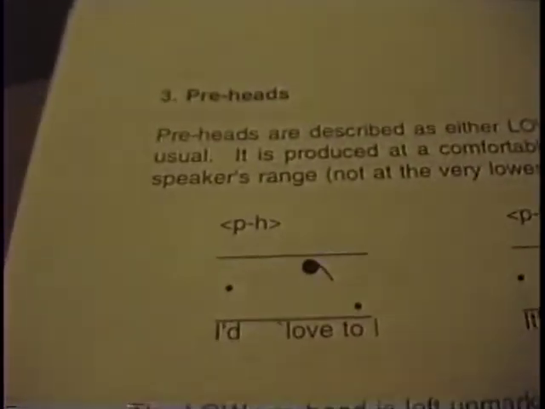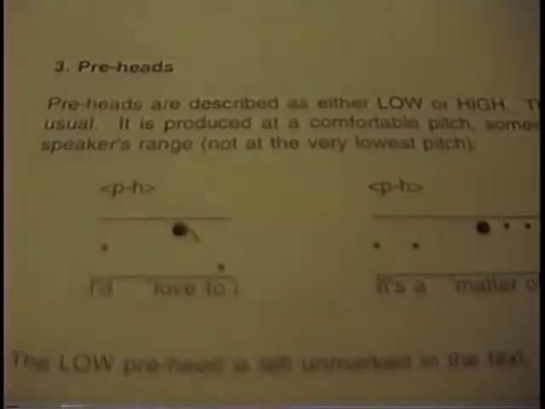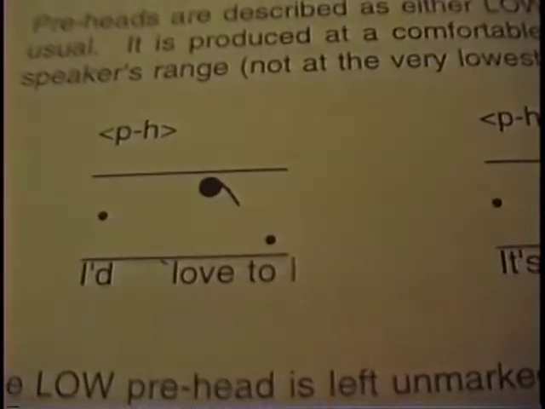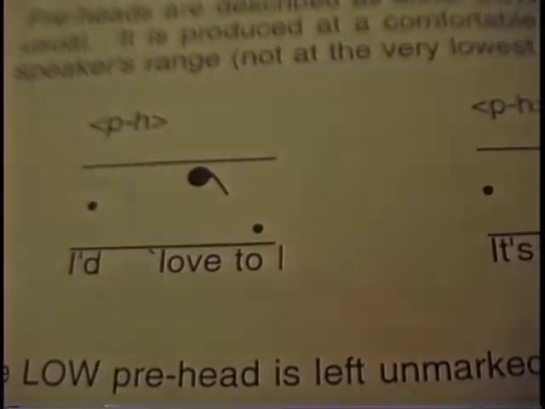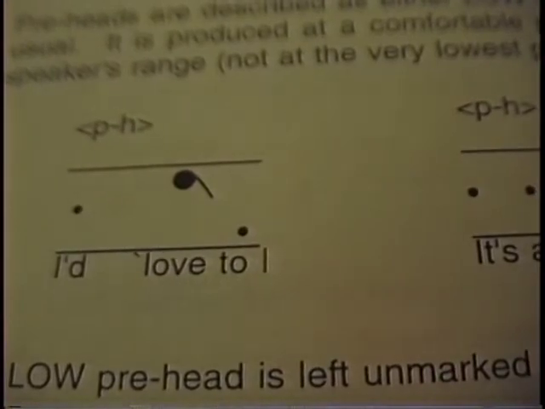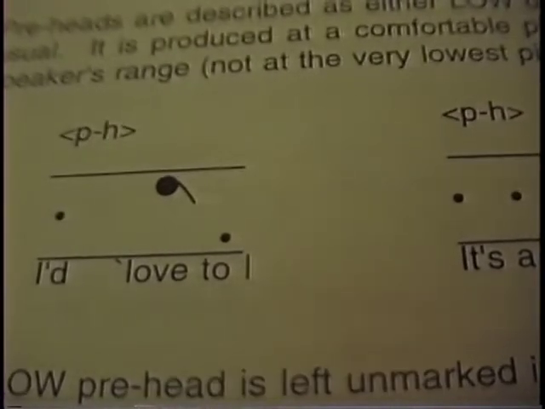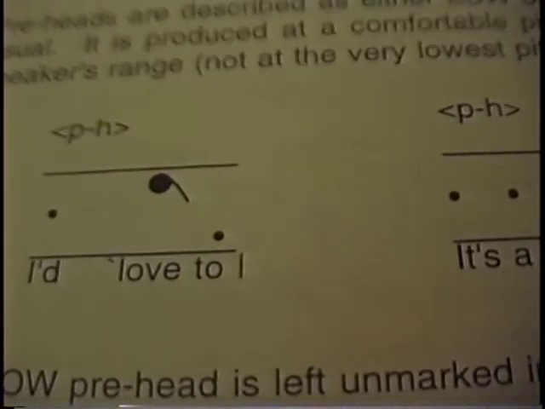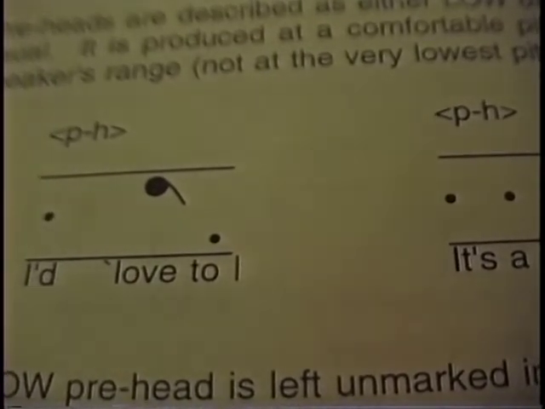These are really quite straightforward. Preheads are described as either low or high. The low prehead is the most usual one, and it's produced at a comfortable pitch, somewhere below the middle of the speaker's range. Now, on the handout, because of the way I did it on the computer, it looks as though it's bang in the middle, but in fact it could be anywhere between the middle and somewhere lower, certainly no higher.